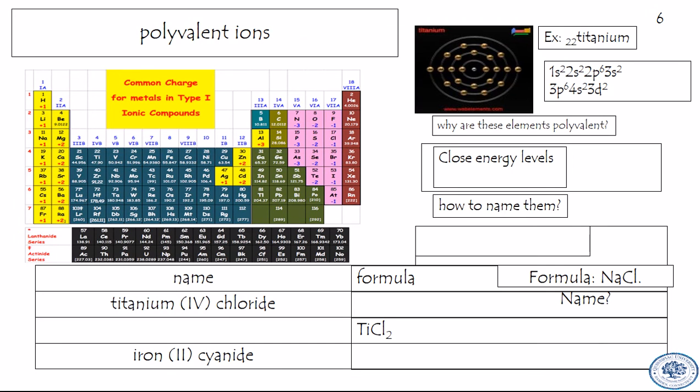Let's take a look at polyvalent ions. As the name implies, these are the ions that can form with more than one valence. And what they really mean there is more than one charge. In fact, this is far more abundant than you might guess.